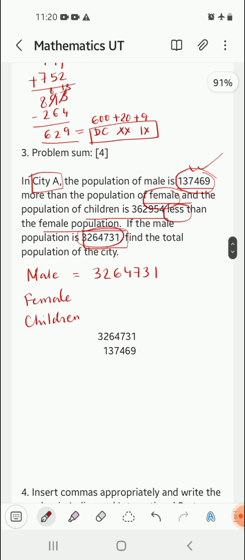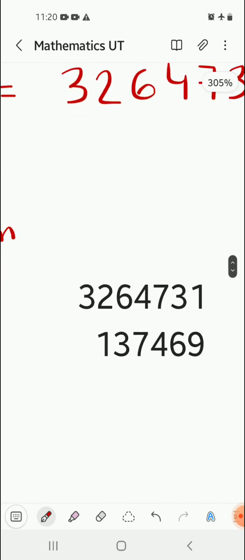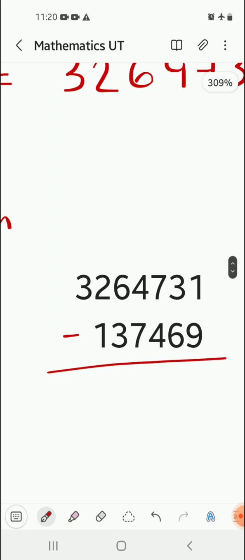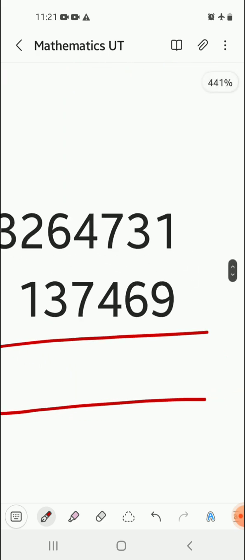Because in the question it is already stated that the male population is more than the female population. Therefore, because the male population is given to us, we have to find the female population. We have to subtract the number because we know that the female is less than the number of males. So let's subtract.